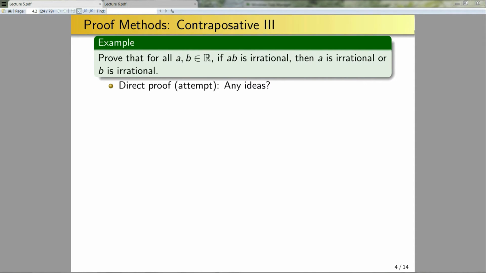Well, I don't even know how to even begin proving that. So instead, let's look at the contrapositive. Again, pause the video and see if you can come up with the contrapositive on your own. Okay, so what would the contrapositive be?